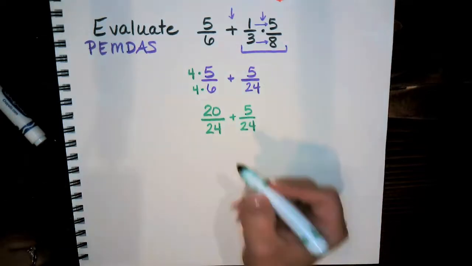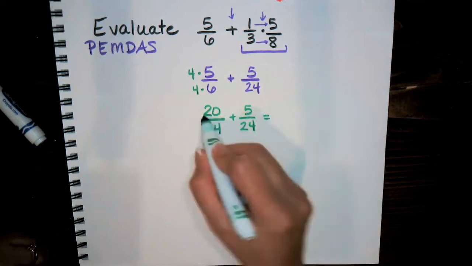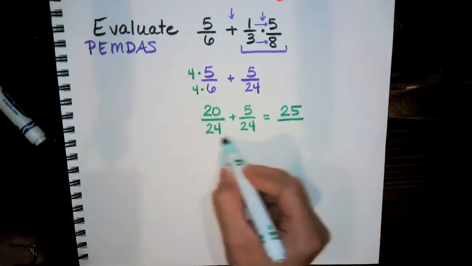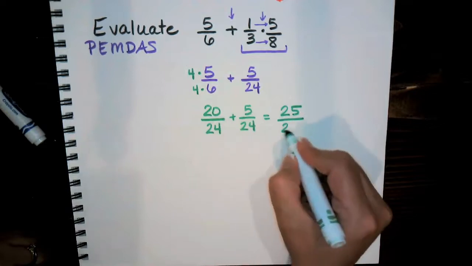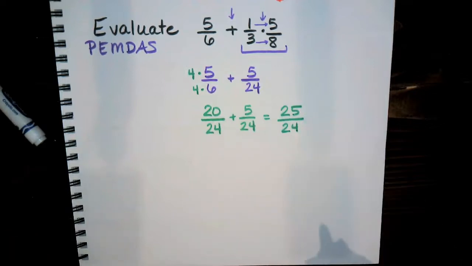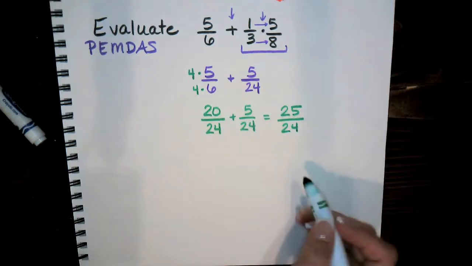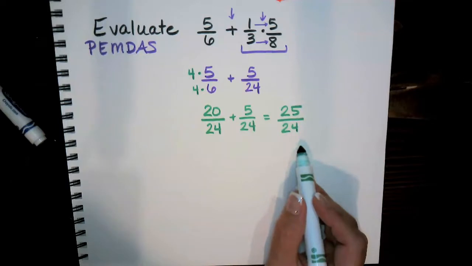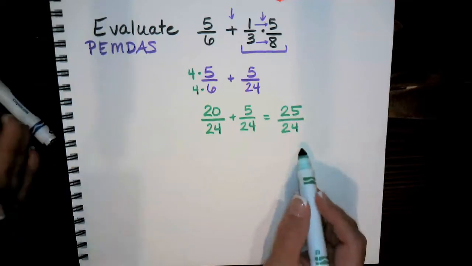When we add fractions, we just add the tops. So this becomes 20 plus 5, which is 25. And we leave the denominator. Don't add those 24s there, okay? Now, this is considered an improper fraction. Notice the big number is on the top. So it is in simplest form.